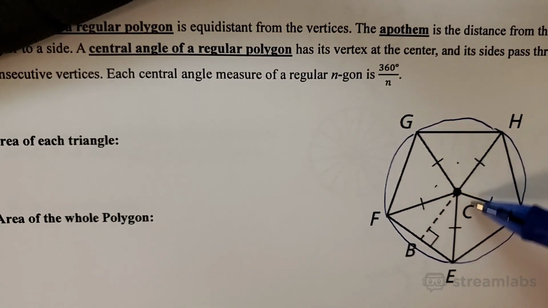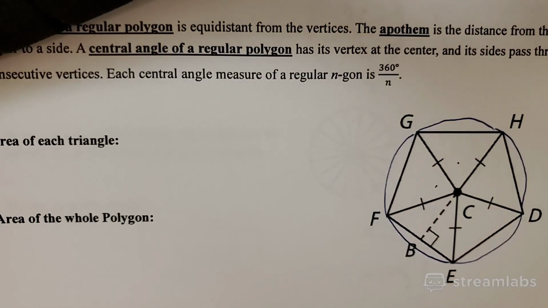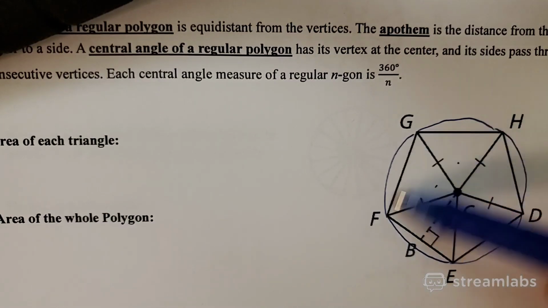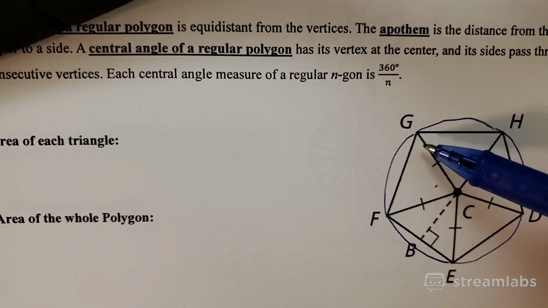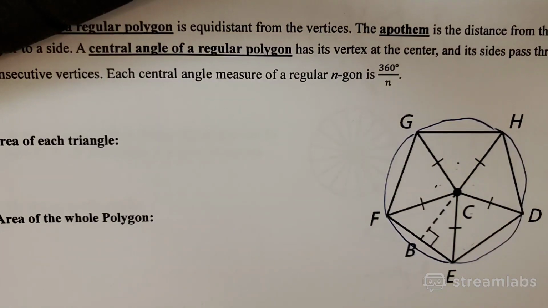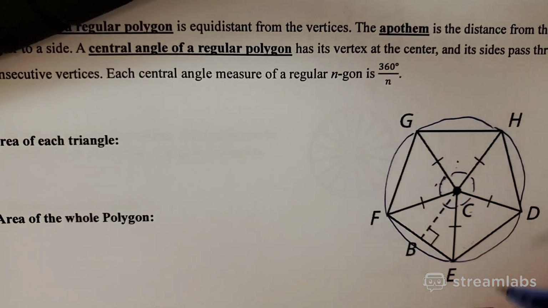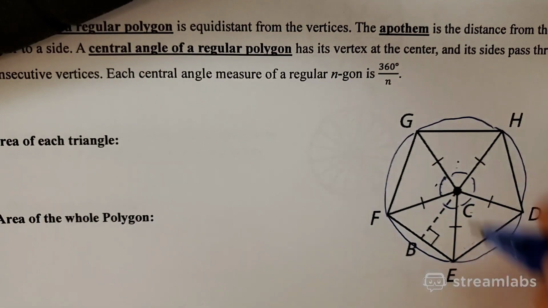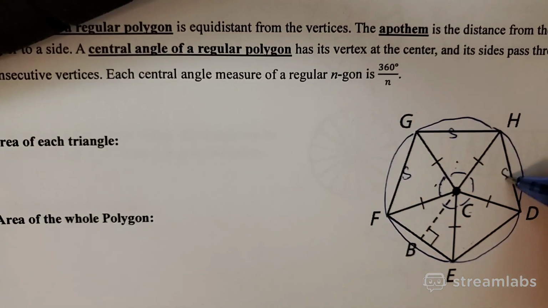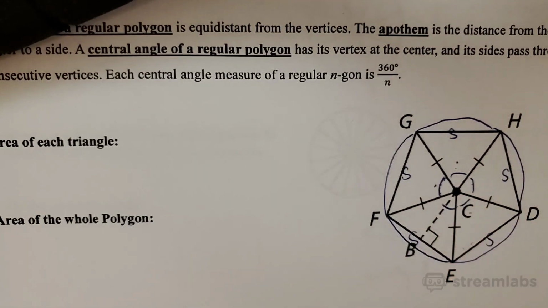Because what does regular polygon mean? You have equal angles and equal lateral sides, right? Meaning that the sides are congruent and the angles are congruent. So each of these angles is congruent and each of these sides is congruent. So let's just put S on each one. Side, side, side, side, right?